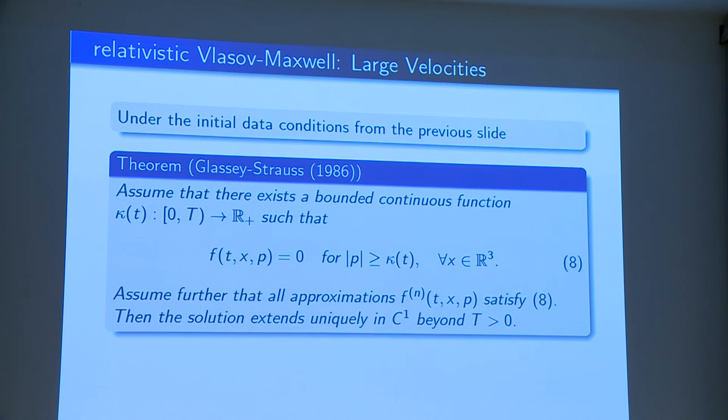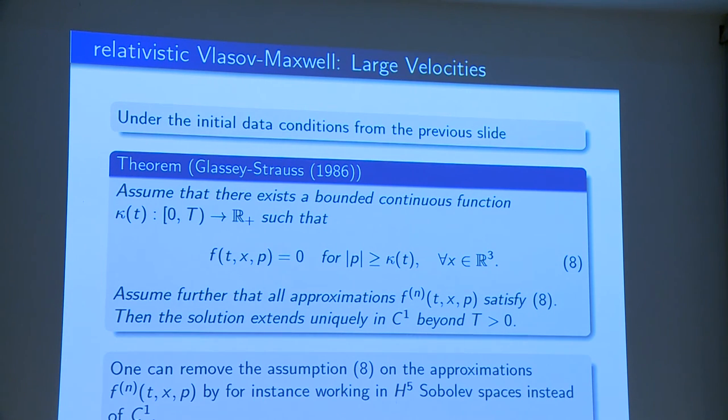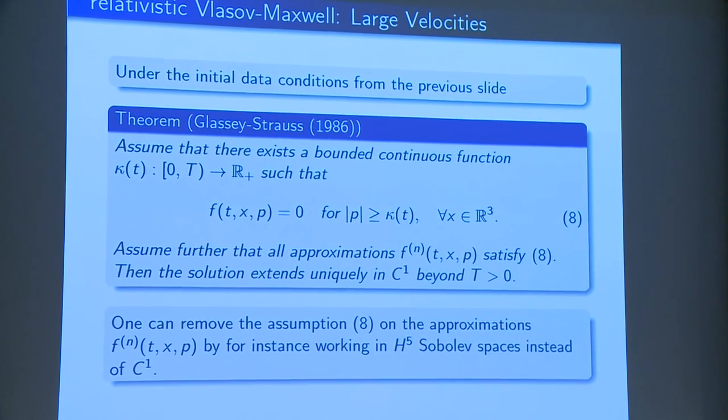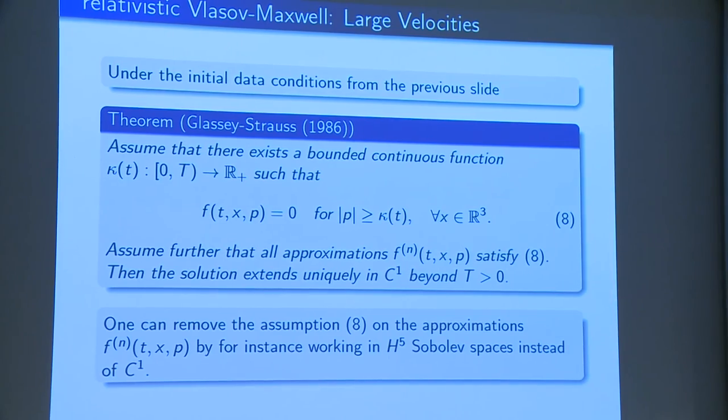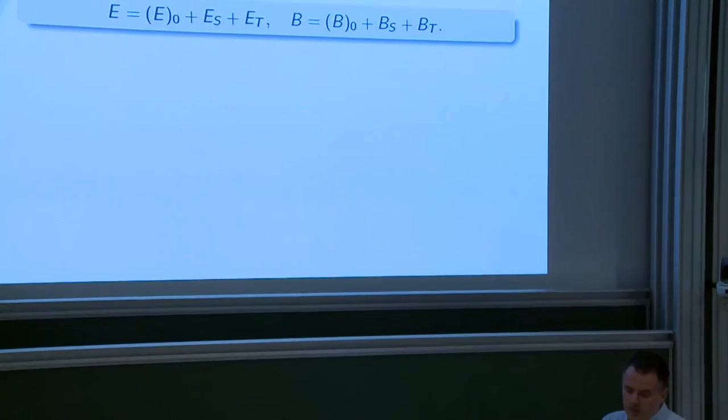There's a technical condition in Glassey-Strauss's proof that says that, to do this, you approximate Vlasov-Maxwell, and because they are using C^k function techniques and things like Schauder estimates, techniques that people don't use that much anymore but were very popular at the time, then they have to assume that every approximation also satisfies the same compact support assumption. But if you use modern techniques like Sobolev spaces and energy methods, then you can remove assumption 8 on the approximations by, for instance, working in H5 or H4 or some other H^k.